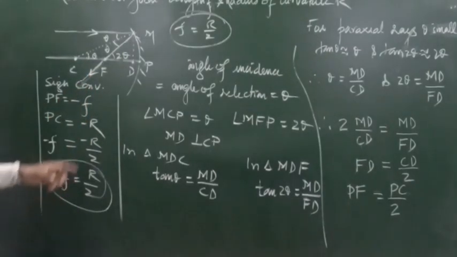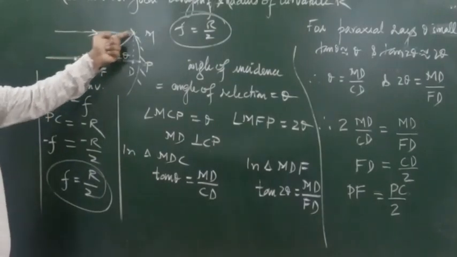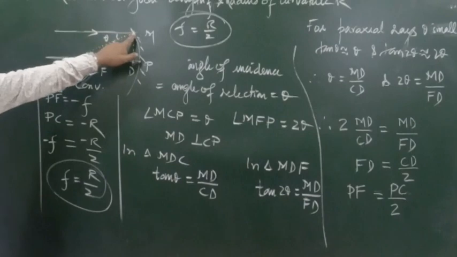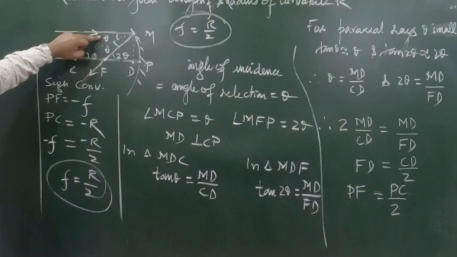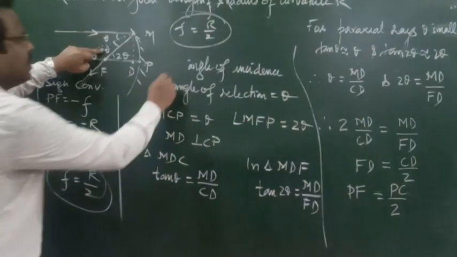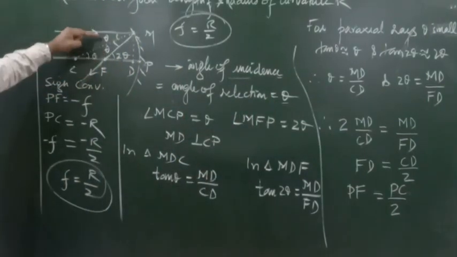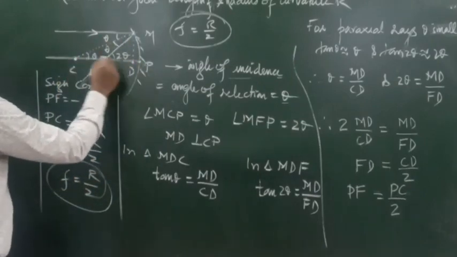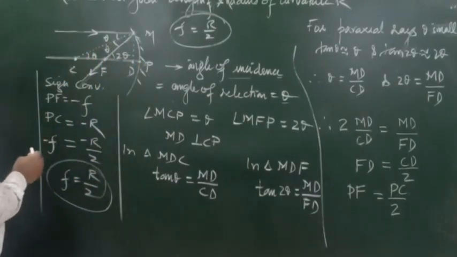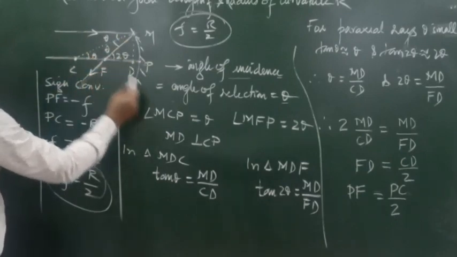Now, if I join a line from C to the point of incidence M, this CM will be the normal at this point, because the radius is always normal. And when it is normal, if this is theta, the angle of incidence, this will also be theta, since the angle of incidence must be equal to the angle of reflection. Also, this angle is theta, this will also be theta, because these two are alternate angles. So this angle MCP will be theta.